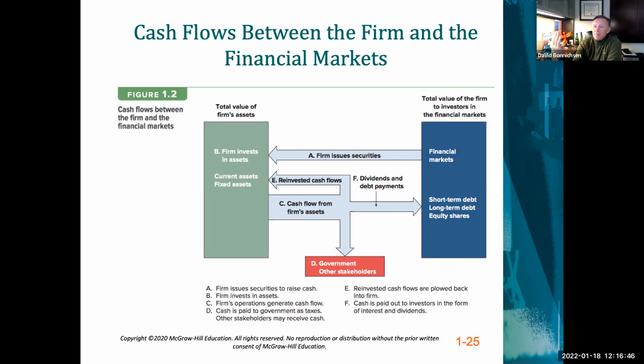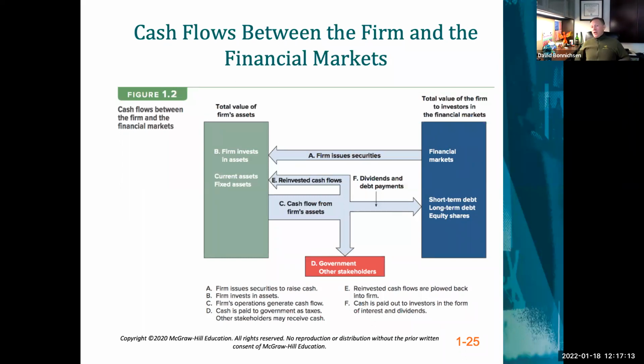Okay, so the first step is the firm issues securities and cash flows directly into the firm as a result of that. Then we use those funds to invest in assets for the firm. What we call NFA, net fixed assets, or sometimes PPE, plant, property, and equipment. Nonetheless, we're using these funds to invest in assets for the firm.